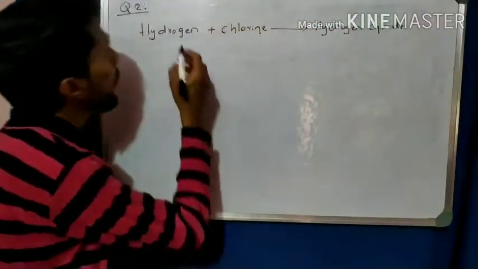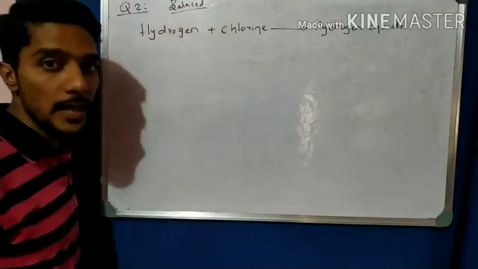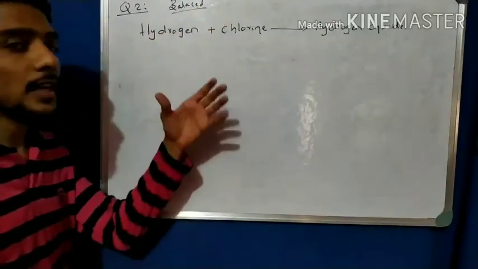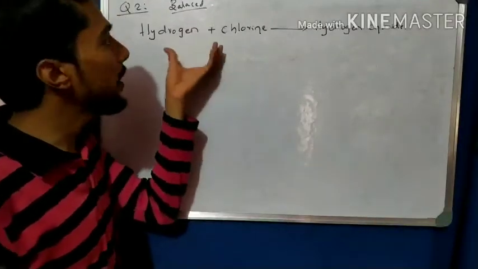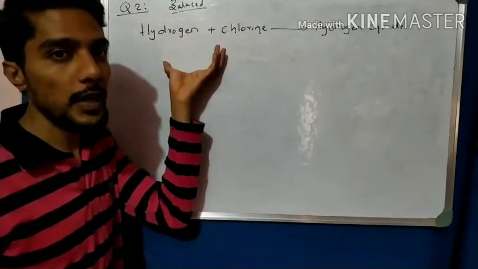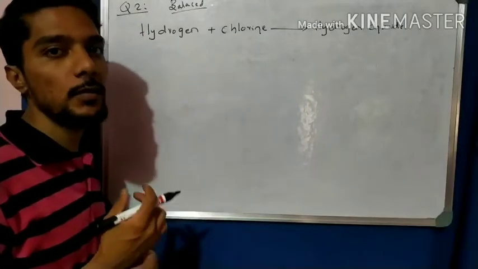Okay, here now balance this equation. This is balanced. This one balanced this chemical equation. See, this is another type. In the first example, they directly give the symbol, but here they give it in a sentence, and you have to put the symbols.